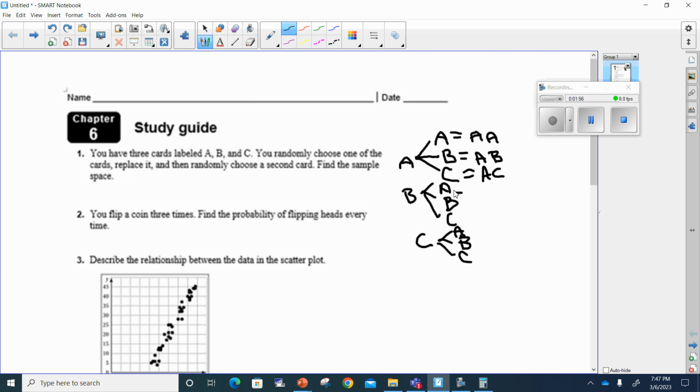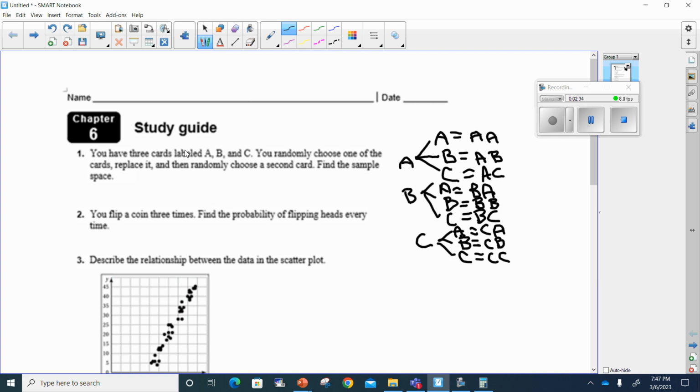And now this would equal BA. This would equal BB. This would equal BC. And then, of course, here we would get a CA, a CB, and a CC.